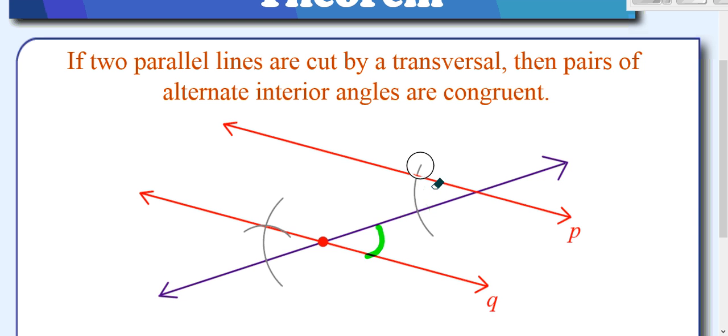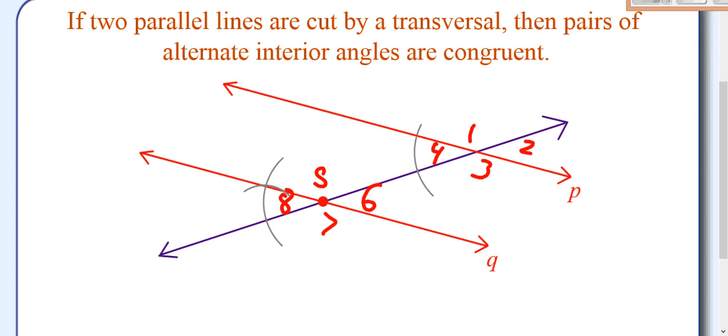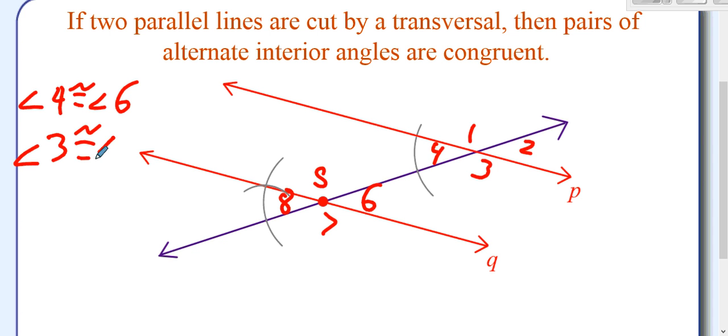Let's go ahead and number them instead. So alternate interior angles, like 4 and 6. Angle 4 is congruent to angle 6 because they are alternate interior angles. And then likewise, angle 3 is congruent to angle 5 because they are alternate interior angles.